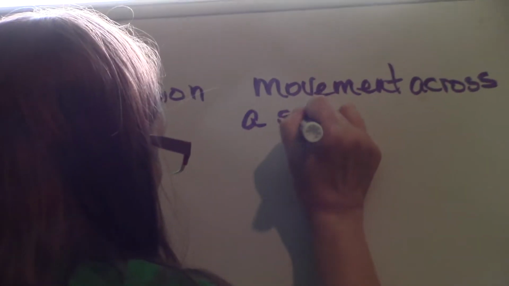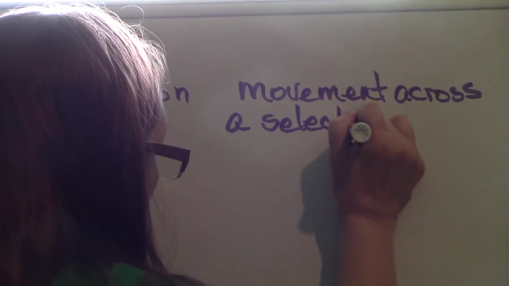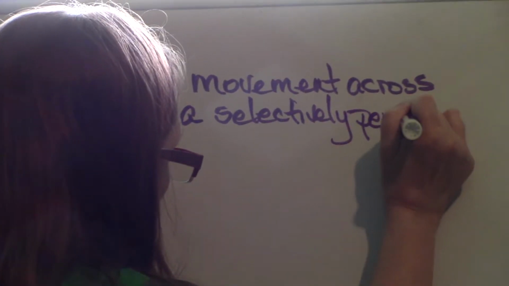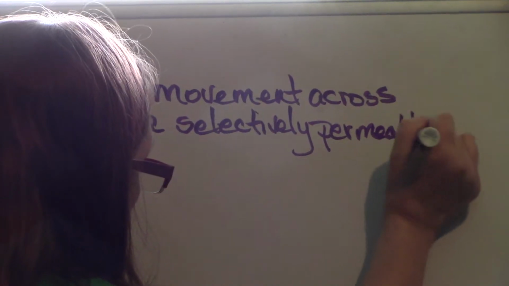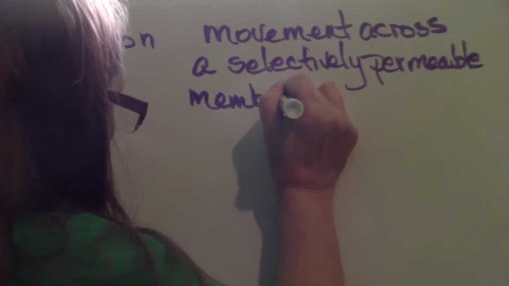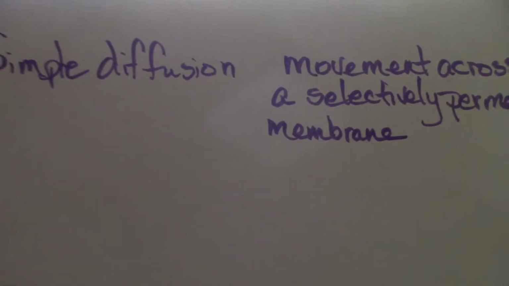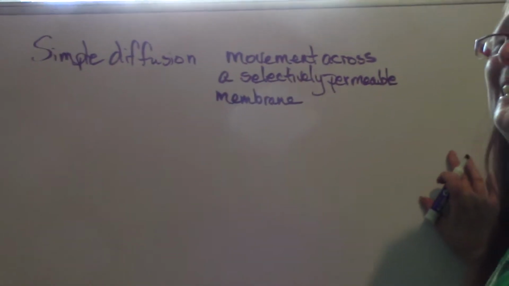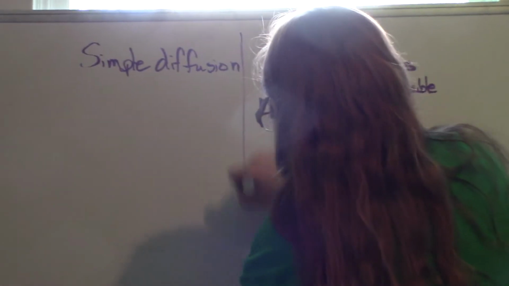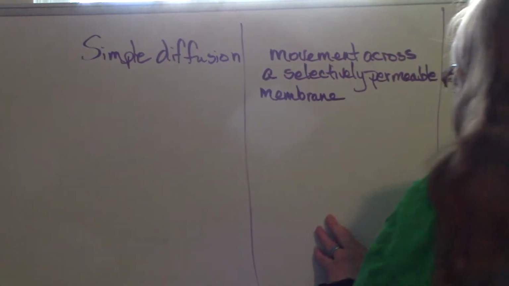A what we call selectively permeable membrane. What makes the selective permeability for simple diffusion would be those teeny tiny spaces between phospholipids. Okay? See if I can get all of this on here.